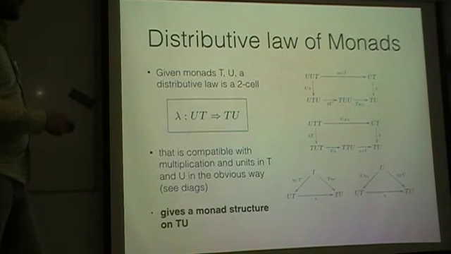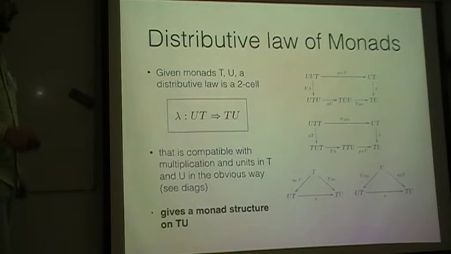So essentially, these two diagrams tell you that this way of swapping is compatible with how you do composition in U. This diagram tells you that it's compatible with the way that composition works with T, or multiplication in T, and these two diagrams tell you that it's compatible with the units. And the important part here is that this gives a monad structure on TU.